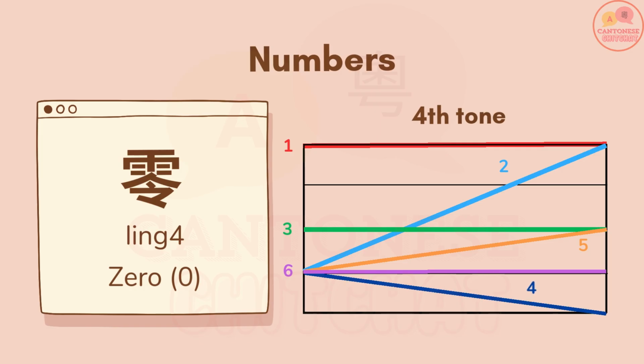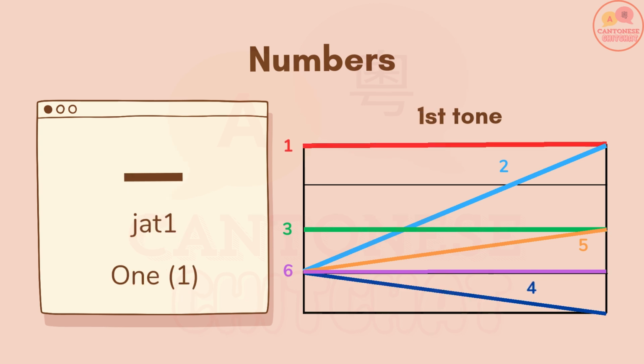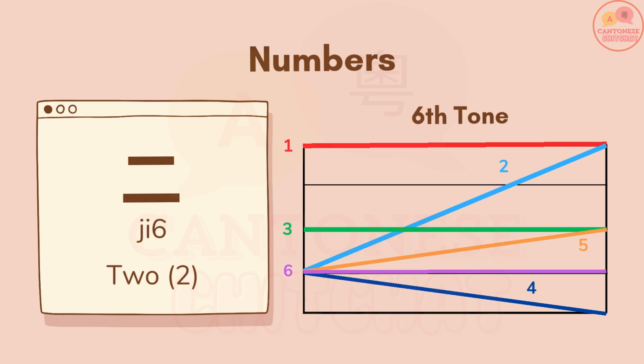0 is 零. Repeat after me. 零. 1 is 一. Repeat after me. 一. 2 is 二. Repeat after me. 二.